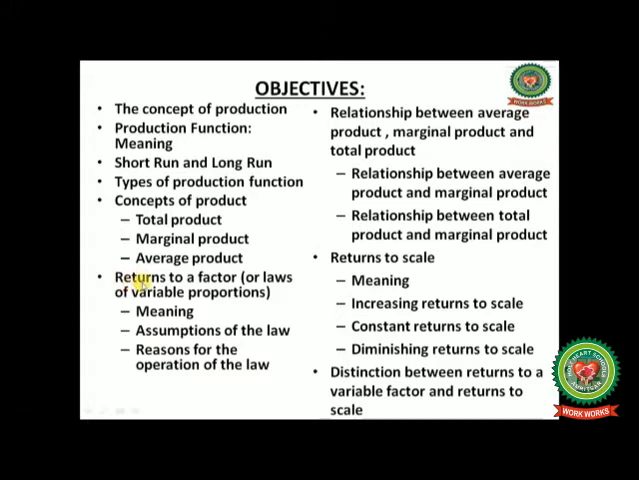Now next we will discuss returns to a factor, that is laws of variable proportions, its meaning, assumptions of the law, reasons for the operation of the law, and relationship between average product, marginal product and total product. After this we will discuss relationship between average product and marginal product, and then relationship between total product and marginal product. After this we will learn about returns to scale, its meaning, increasing returns to scale, constant returns to scale, diminishing returns to scale, and distinction between returns to a variable factor and returns to scale.